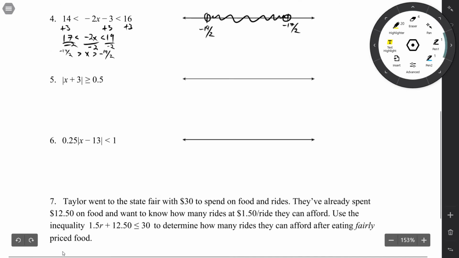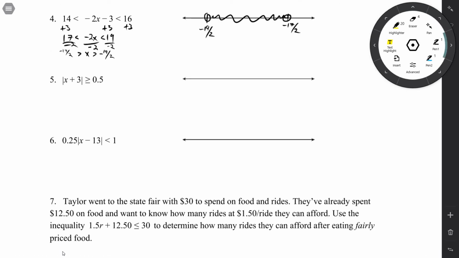Easy enough though. This one is already just by itself, so we can split that into 2. X plus 3 is greater than or equal to 0.5, and -x minus 3 is greater than or equal to 0.5. We can add 3 to each side here. We can subtract 3 from each side here.